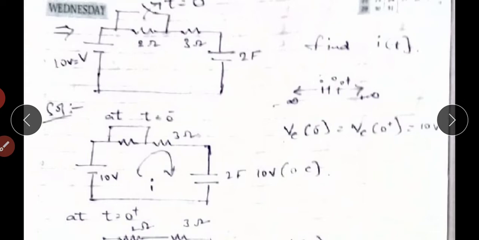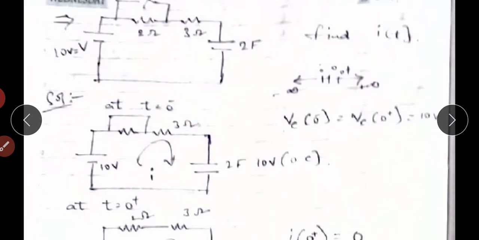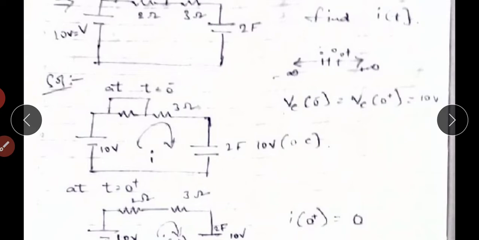Here the supply is connected to the capacitor at t equals minus infinity. At t equals 0, the switch is opened. So from t equals minus infinity to t equals 0-, the 10 volt supply is connected to the capacitor. At t equals minus infinity, the capacitor acts as a short circuit. After approximately infinite time with the supply connected across the capacitor, it acts as an open circuit, and the voltage across the capacitor equals the supply voltage, 10 volts. So Vc(0-) equals 10 volts.